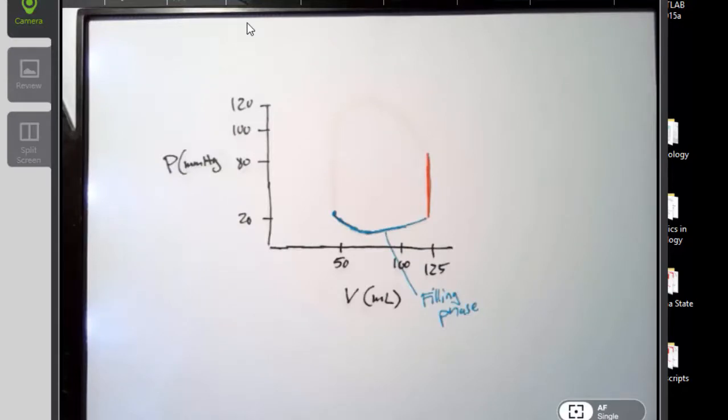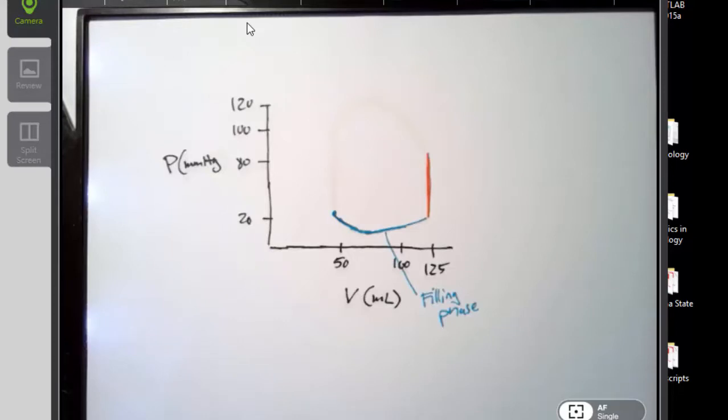Well, it turns out the volume doesn't change, and it's because the left ventricle at this point is closed. It's a closed chamber. So let's think about that for a second. What about the aortic valve? Would that be open or closed at this point?